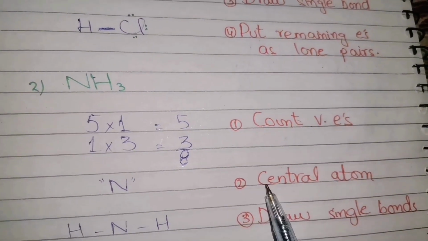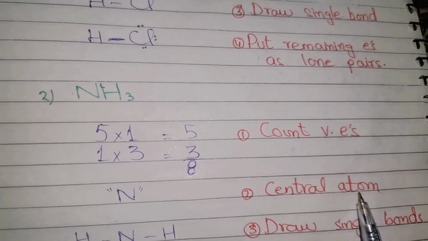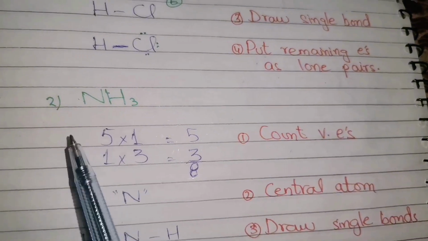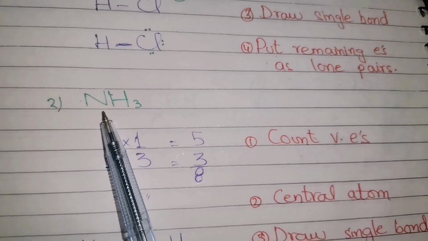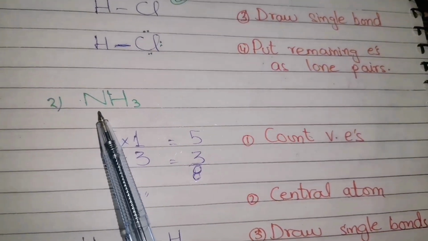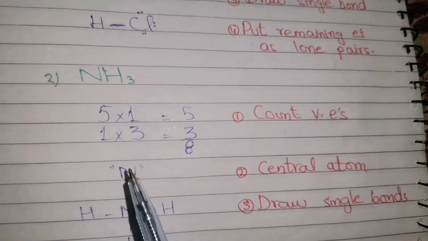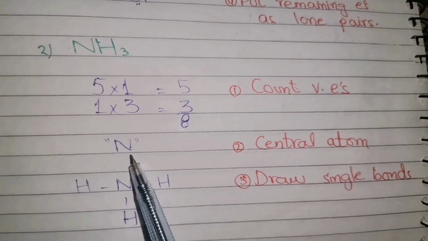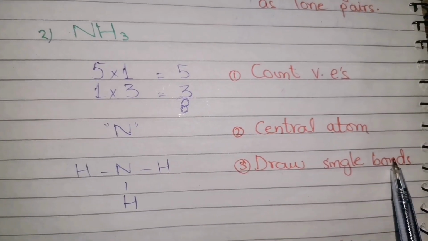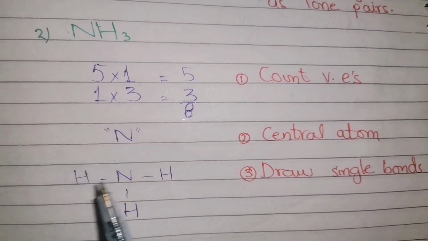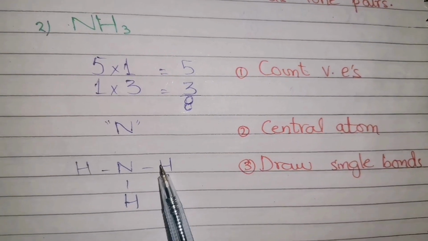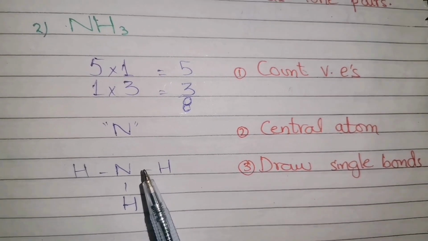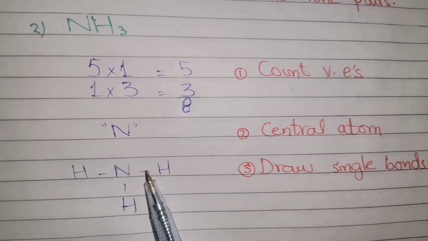Now step 2 is determine the central atom. Now which one is present alone? Nitrogen is present alone, so we will consider it as the central atom. So nitrogen will be the central atom in this case. Now step 3 was draw single bonds. Put nitrogen and 3 hydrogens and draw the single bonds. We know that each bond is representing 2 electrons.